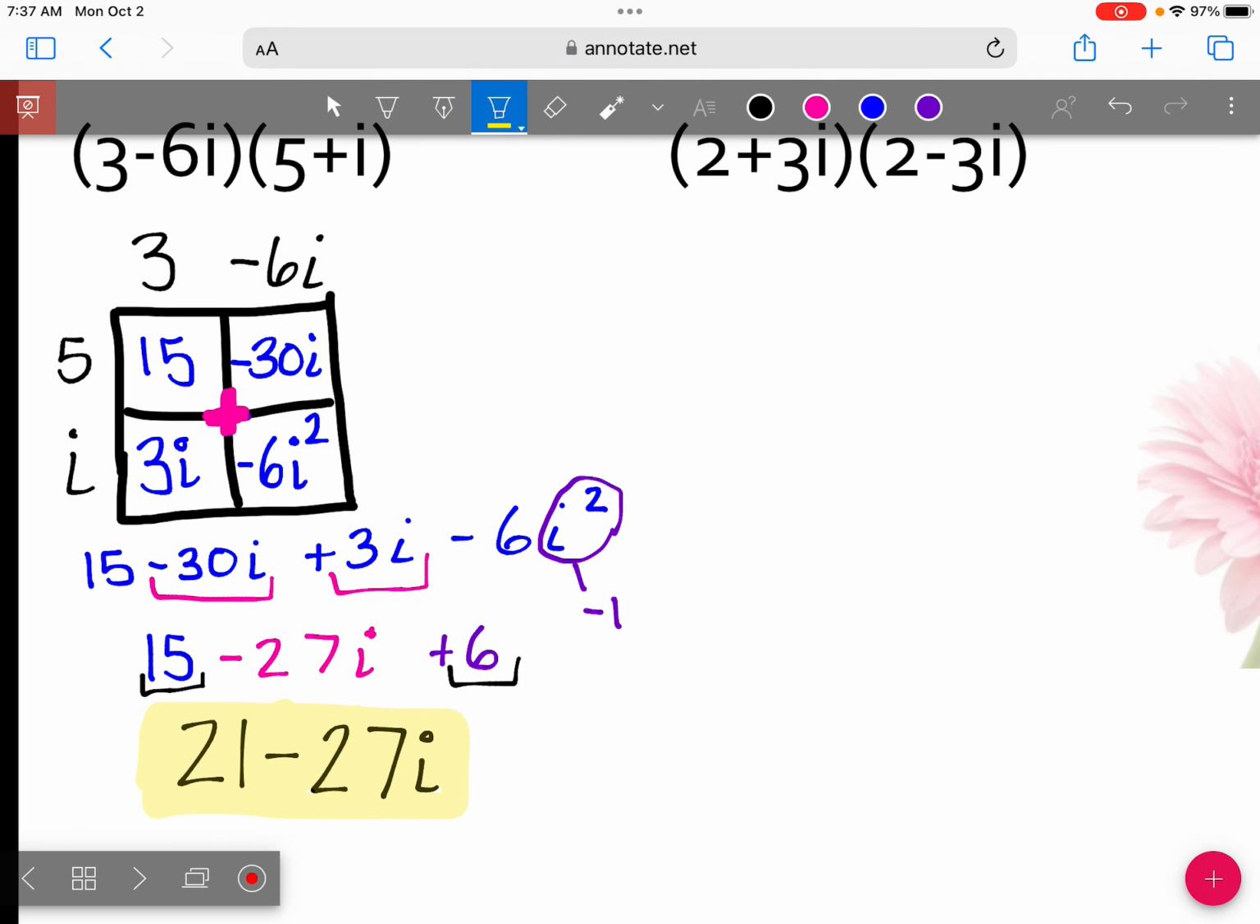Okay, so it's just like when we do these things with x's. We treat them the same. The only thing that's a little bit wonky is this i squared equals negative 1 piece. It's the only piece that's weird.